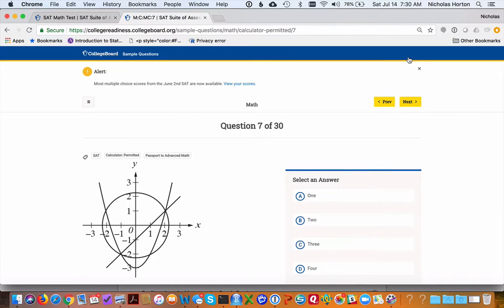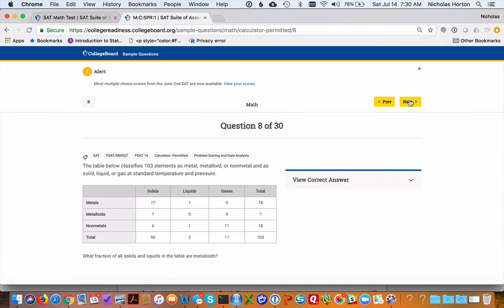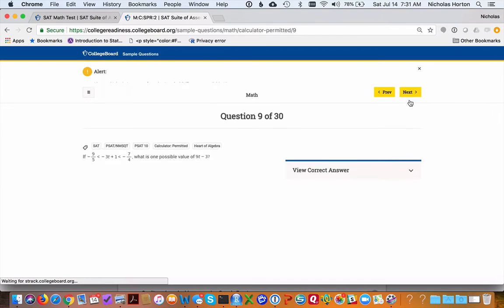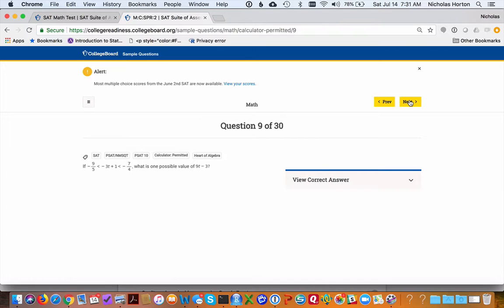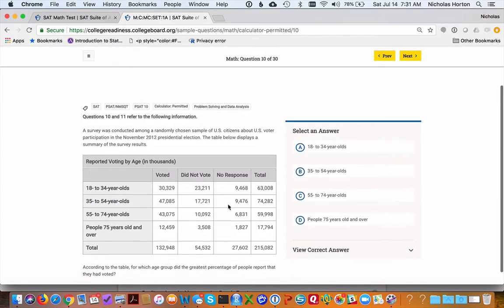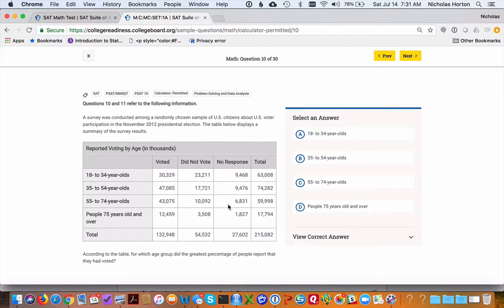Moving on to question 7, it's much more of a passport to advanced math, is how they describe that. Question 8 is the first example of cross-classification tables, where we have things divided as to whether or not there's solid, liquid, and gas, along with the marginal totals. And so the question is to ask what fraction of all solids are metalloids. So it's kind of thinking about those 2 relationships of things. We have a more standard heart of algebra problem. And then 2 related, both questions 10 and 11, relate to this cross-classification table.